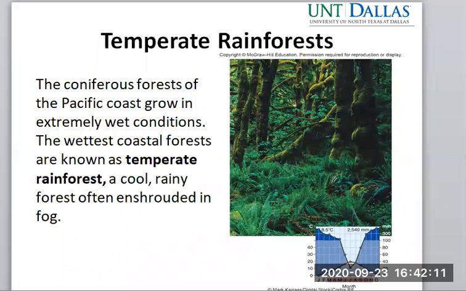Talking about the temperate rainforests, which is another kind of biome, the coniferous forests of the Pacific coast grow in extremely wet conditions. The wettest coastal forests are known as the temperate rainforests. A cool, rainy forest, often enshrouded in fog, where condensation in the canopy, like leaf drip, is a major form of precipitation. Mild year-round temperatures and abundant rainfall of up to 250 centimeters per year result in giant plants and luxuriant plant growth.